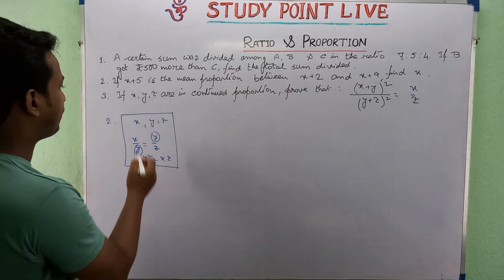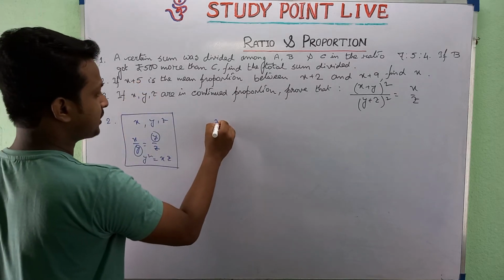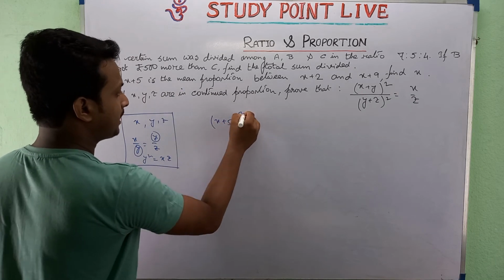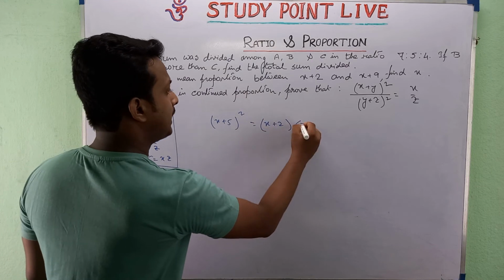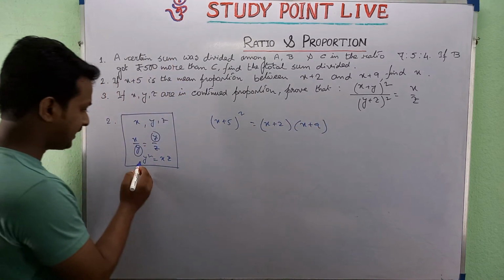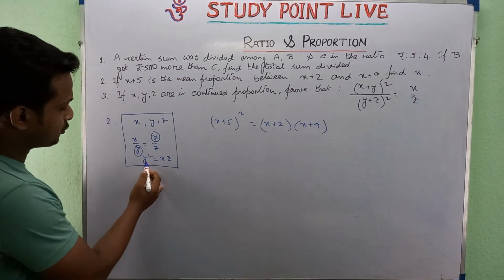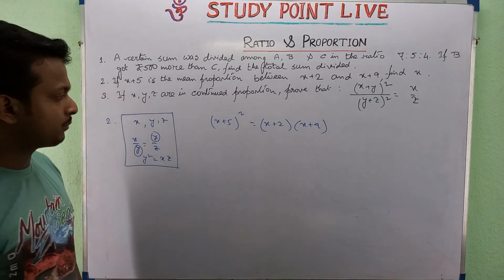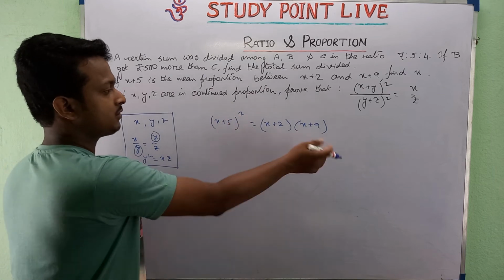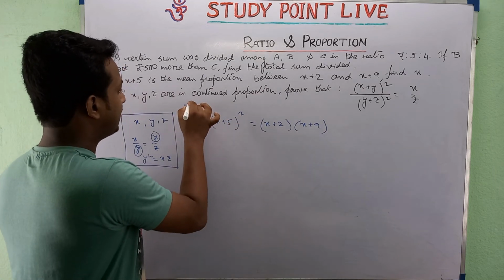By applying this same formula, we can say the mean proportion is x + 5, so it will become whole square, and that will be equal to (x + 2)(x + 9). Here, if y is the mean proportion, so y² = xz. Right. So here x + 5 is the mean proportion, so we can say (x + 5)² is equal to this. Now it will be according to the question.